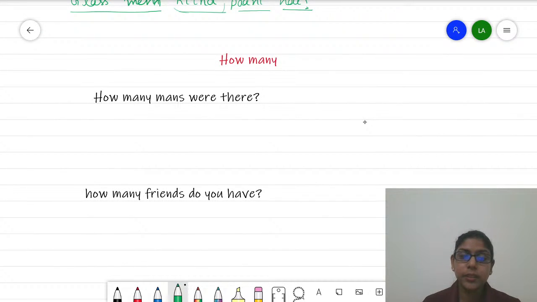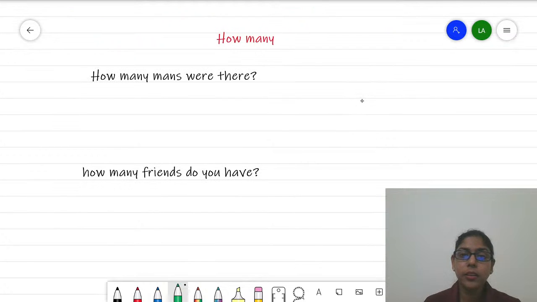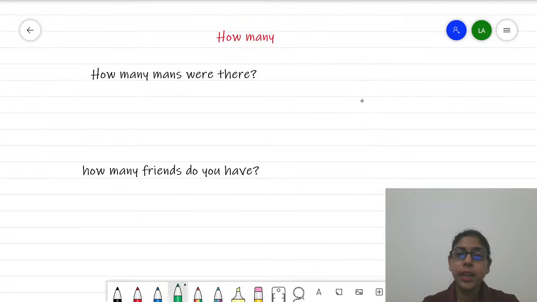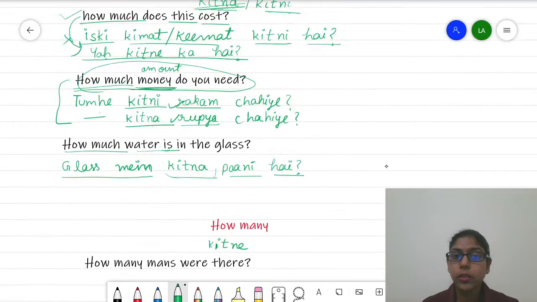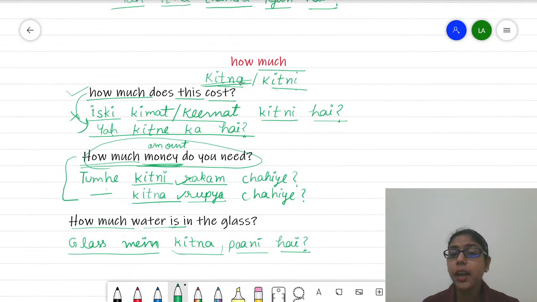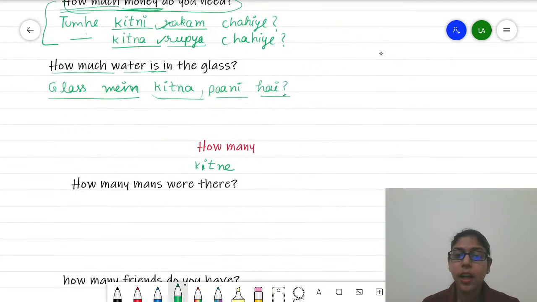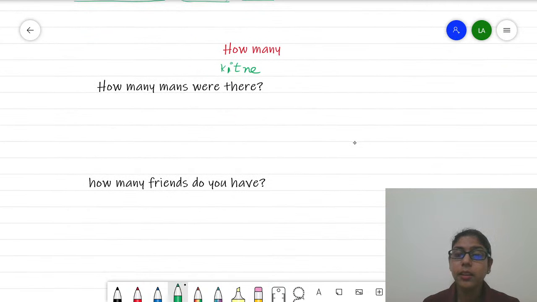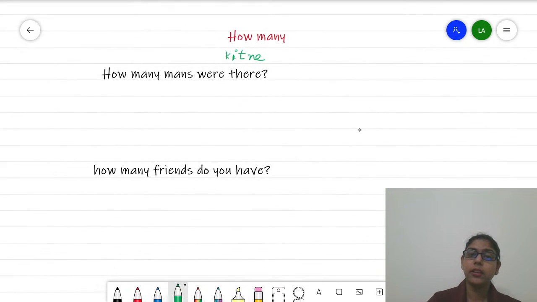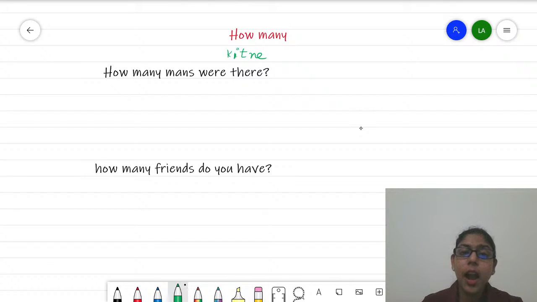How many? How many is not very different. Kitne. So please don't get confused between how many and how much. How much we have used kitna and kitni, and for how many we have kitne. Kitne. How many men were there?